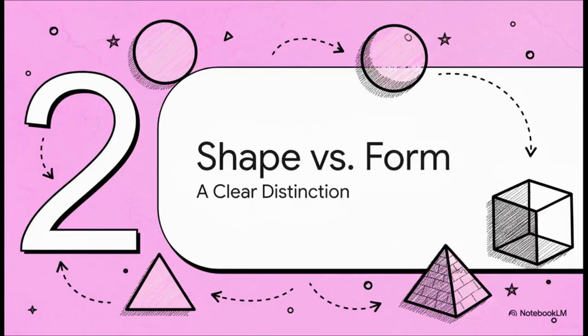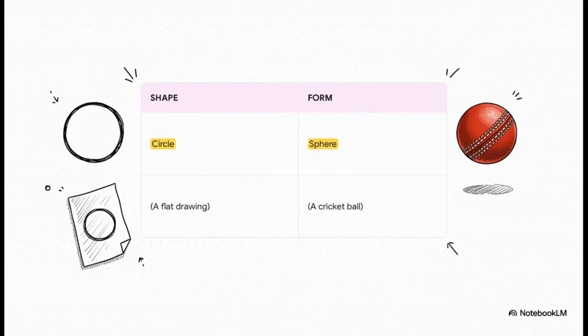Okay, to make this distinction absolutely crystal clear, let's look at a couple of direct comparisons, because really understanding this jump from 2D to 3D is non-negotiable for any designer. Take a circle. A circle is a shape. It's flat. But once you give that circle depth, boom, it becomes a sphere, a form. Just picture it. A drawing of a circle on paper versus an actual cricket ball you can hold in your hand. One is a shape, the other is a form.